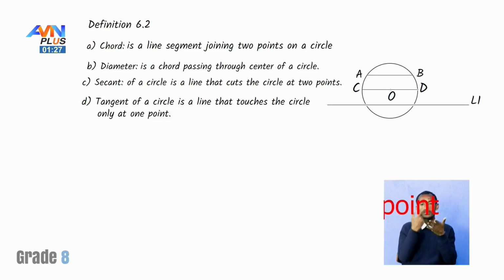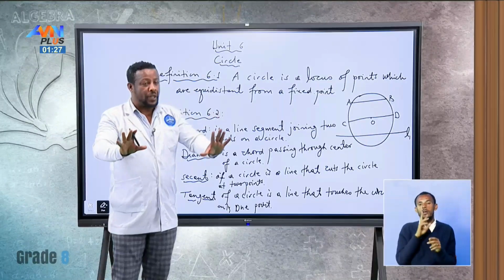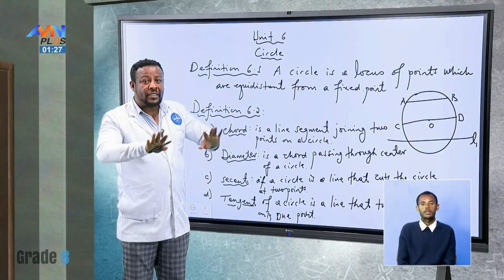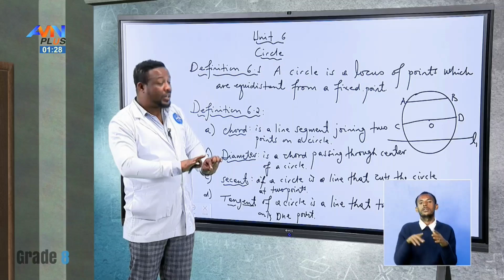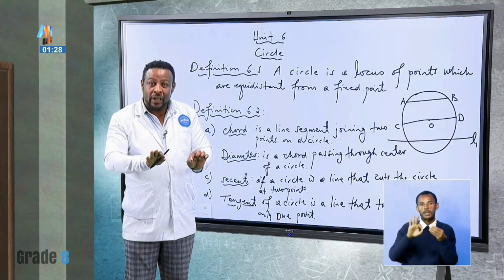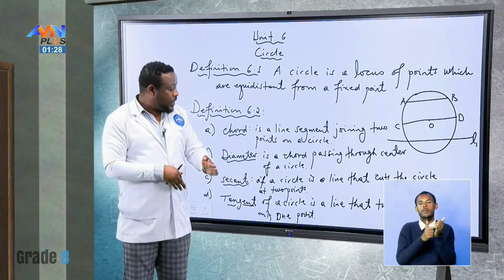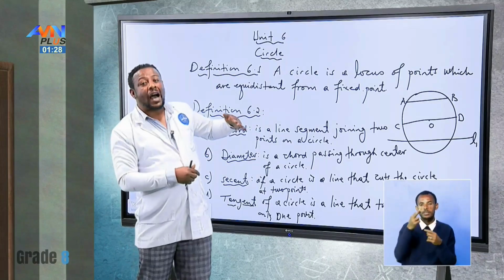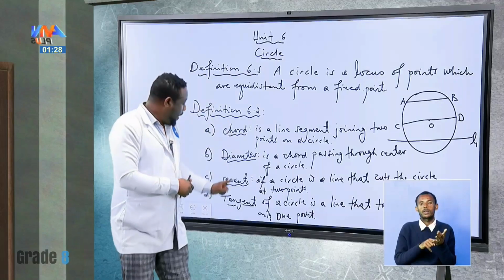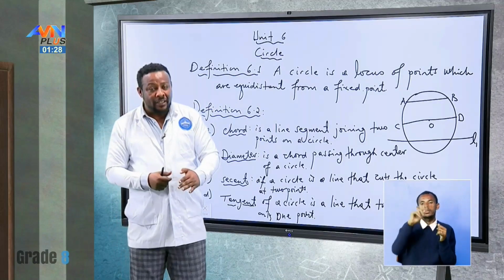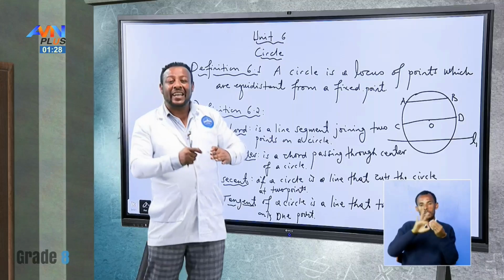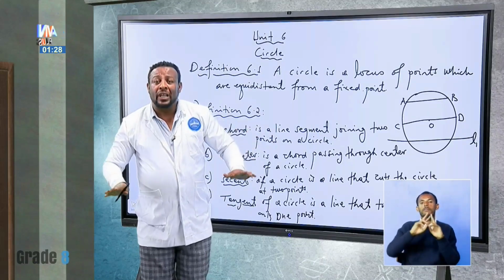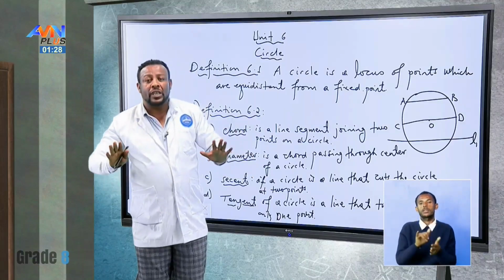Okay, these four terminologies are very, very important. I will tell you again. A chord is a line segment joining 2 points on the circle. A diameter is also a chord, but a chord passing through the center. A secant is a line that cuts the circle at 2 points, okay? And the last terminology is tangent. A tangent of a circle is a line that touches the circle at only 1 point, okay? These are very important terminologies that we will be using in our discussion.